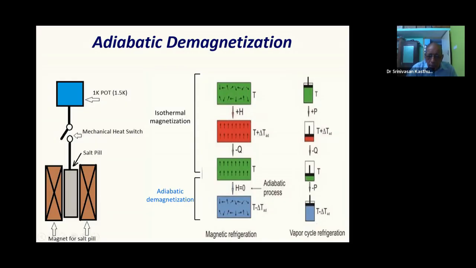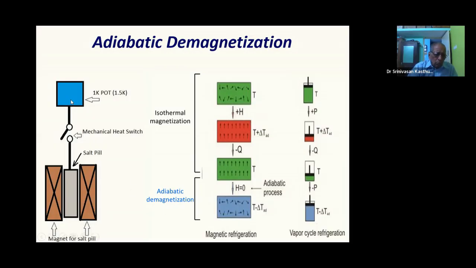Now you remove the magnetic field. In this process, the magnetic field is brought back to zero. So the spins are all now misaligned. They go into different orientations. By this process of becoming differently oriented, the temperature of the spins goes down because it is losing a certain amount of magnetic energy. So T becomes T minus delta T. This process is called adiabatic demagnetization. So instead of using pressure, we are using magnetization for reducing the temperature of the spins.